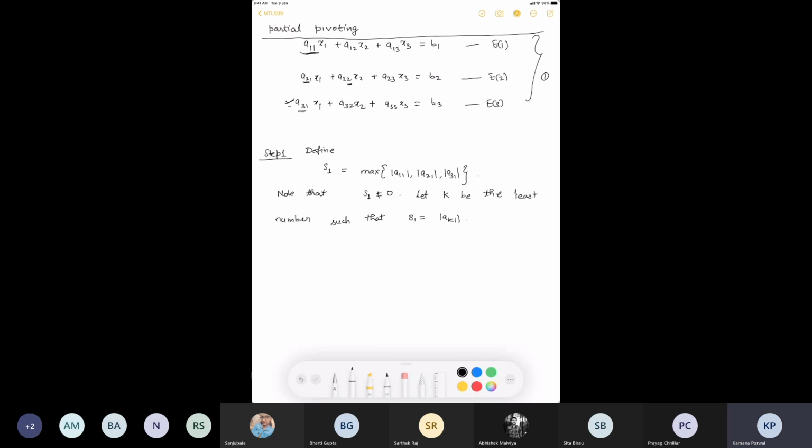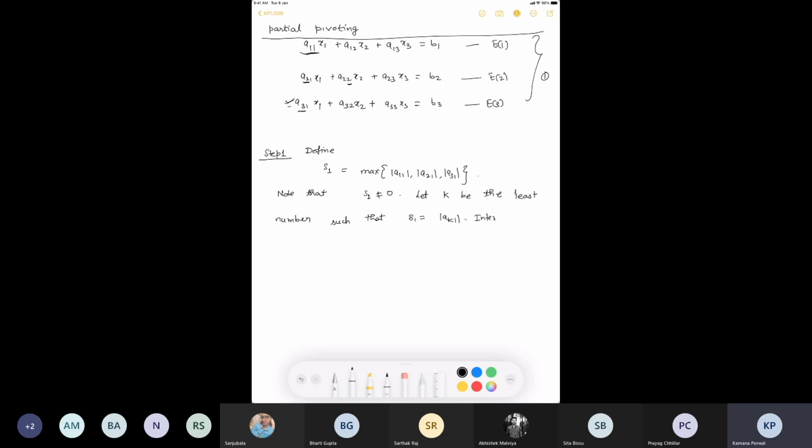Okay, so which means that if you have the same value, which is the same magnitude, at the places A21 and A31, I will be choosing A21, because 2 is smaller than 3. Now, what is the step we are going to perform? We are going to exchange the kth row with the first row.